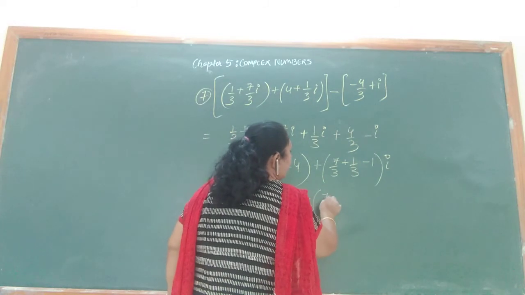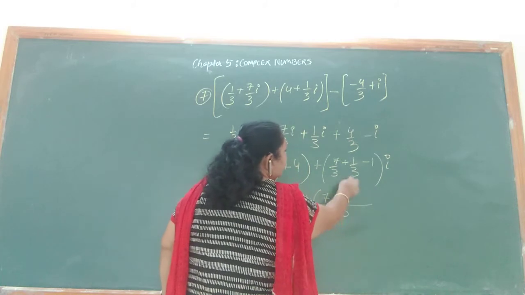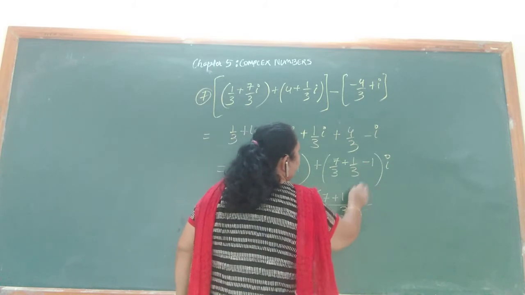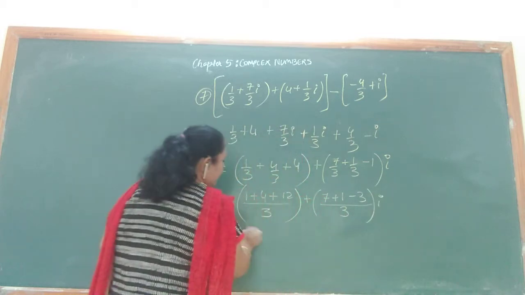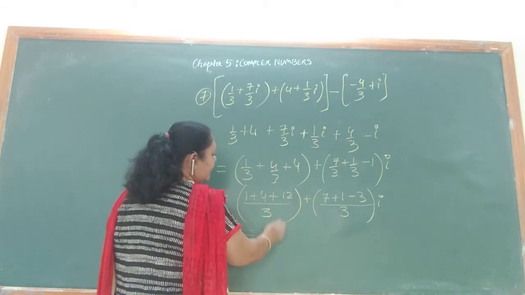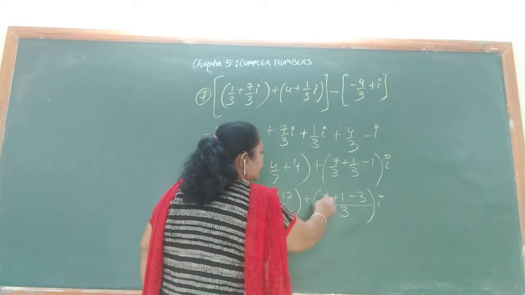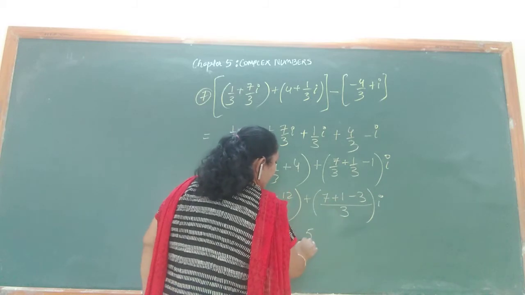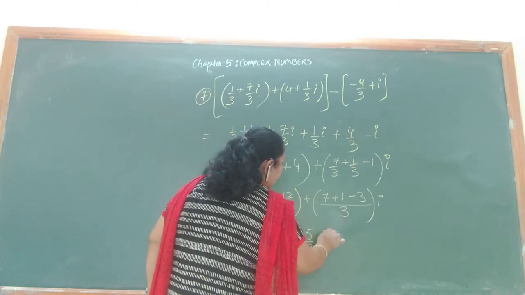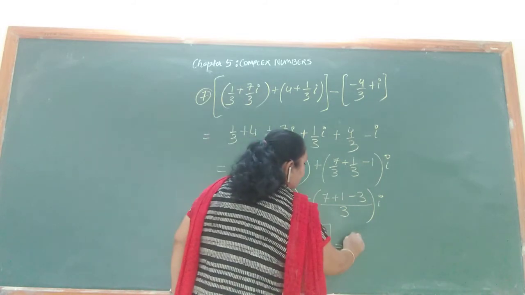Here also I have to take LCM. 7 plus 1, it is upon 3. Both these have 3 only, and then minus 3 and into i. So this gives you 12 plus 4, 16, that is 17 upon 3, and plus 7 plus 1, that is 8, 8 minus 3 is 5, 5 by 3 and into i. So this is my a plus ib form.